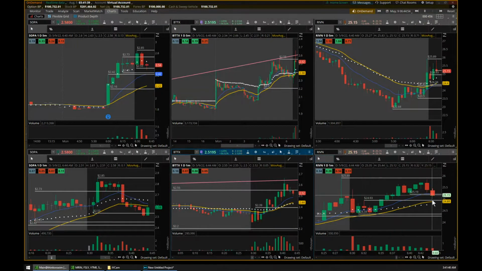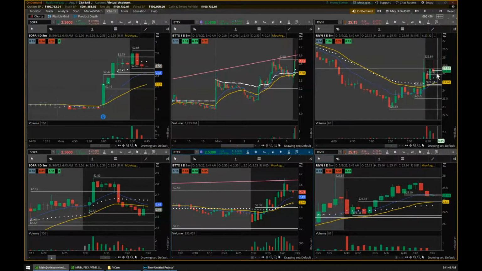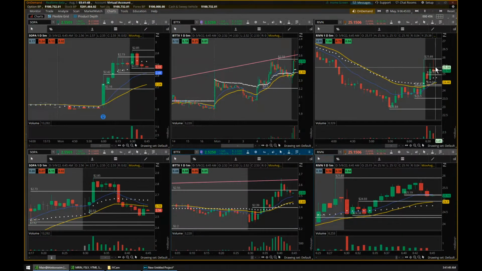Now bounce potential at 24.93. Yeah, I suppose. I don't like this 5-minute candle. It's about to close. Lower volume, but still, I might consider buying a pullback to 24.93 there.